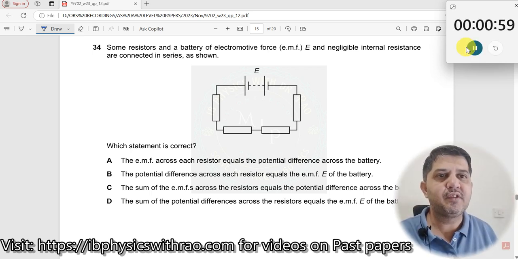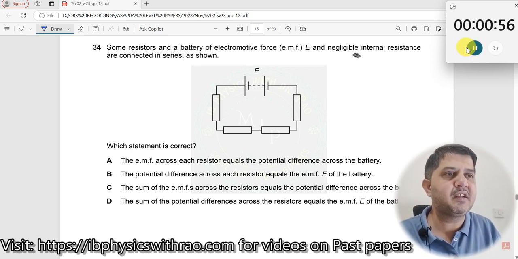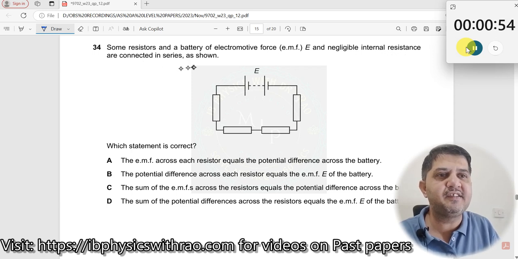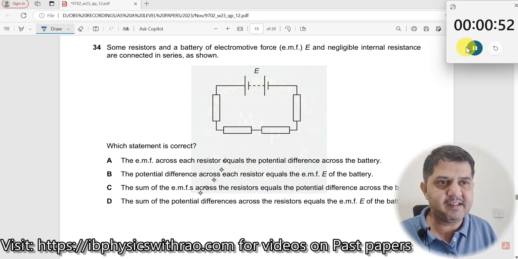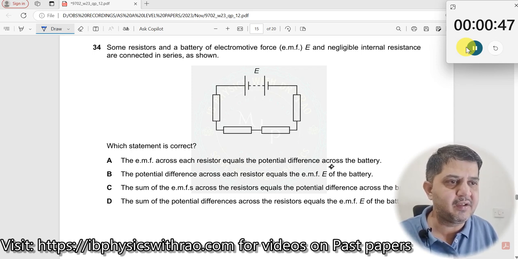Question number 34. Some resistors and a battery of EMF E with negligible internal resistance are connected in series as shown. Which statement is correct? These are all resistors over here. The EMF across each resistor equals the potential difference across the battery.